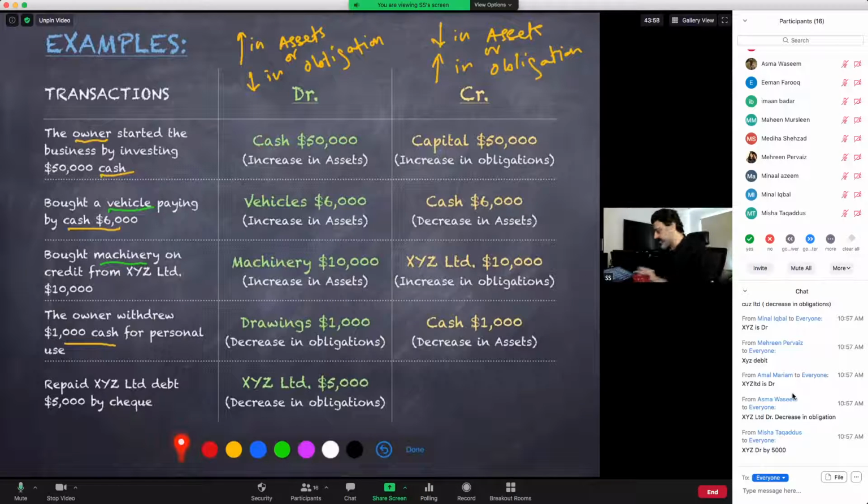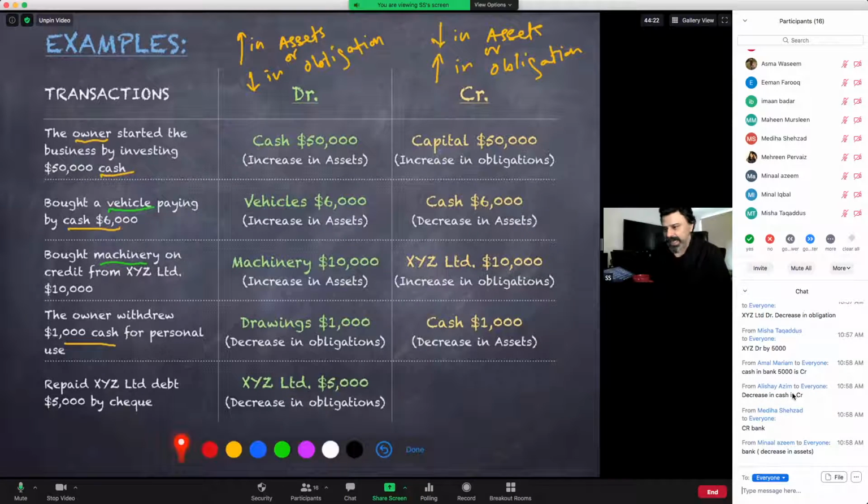The reasoning behind that is that this debit entry of XYZ Limited means that you now owe less to XYZ. XYZ was your creditor, your liability, your obligation. So by paying off part of this obligation, now you owe less. That's why you're going to debit XYZ Limited. And now the credit part.